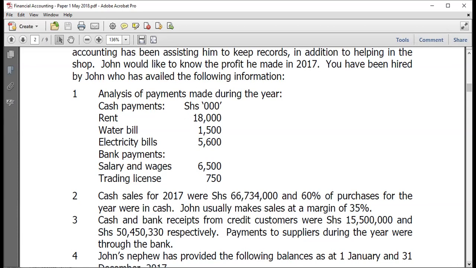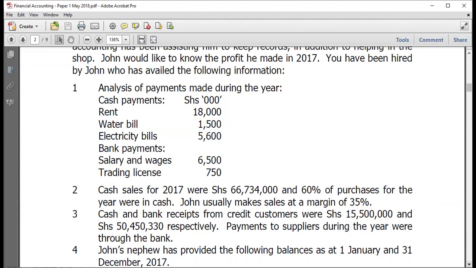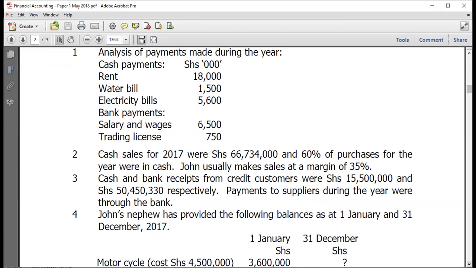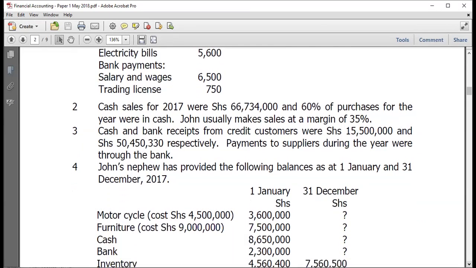So the item number 3, they are saying cash and bank receipts from credit customers were 15 million and 50 million, 450, 330 respectively, okay? And they are telling us that payments to suppliers during the year were through bank. Moving down, they're telling us that John's nephew, who is acting as the accountant, has provided the following balances at 1st January and 31st December 2017, okay? At the beginning of the year and at the end of the year.